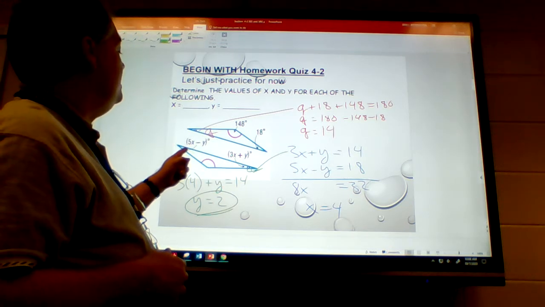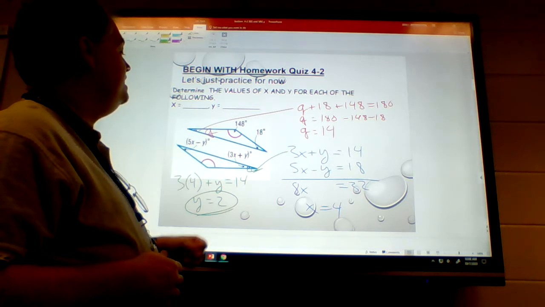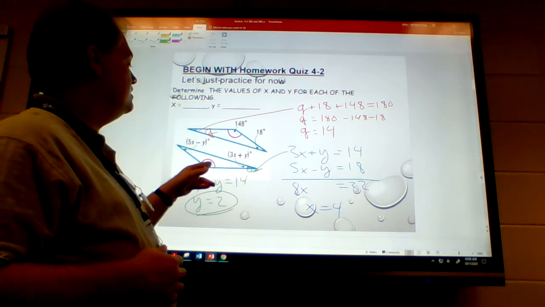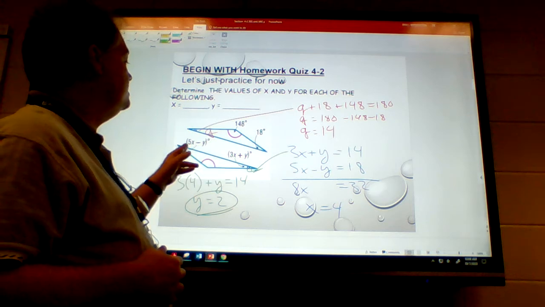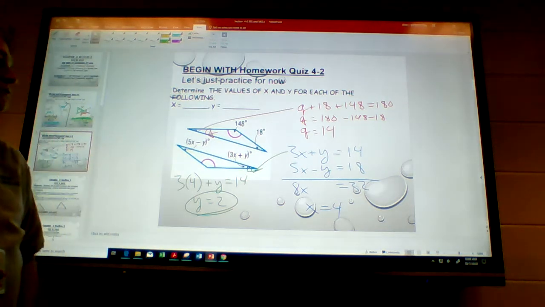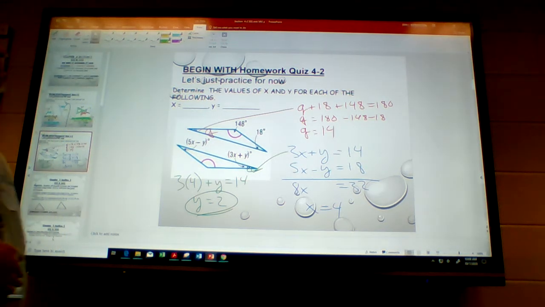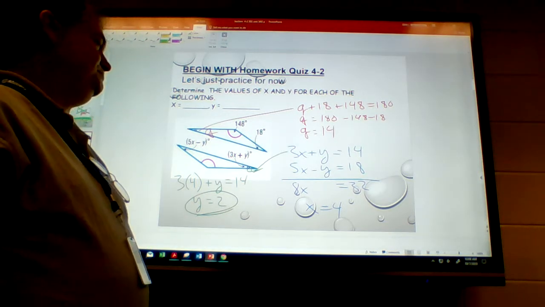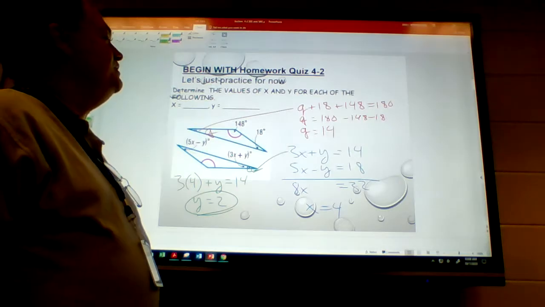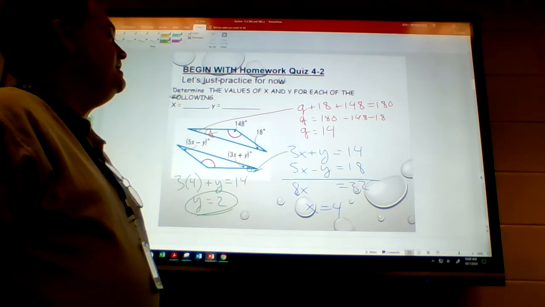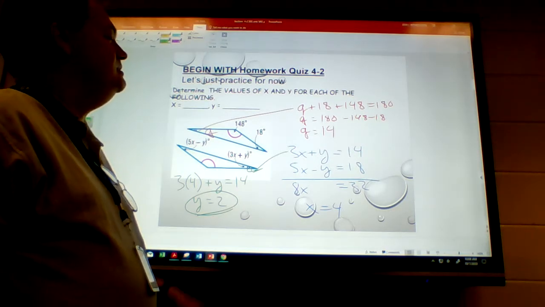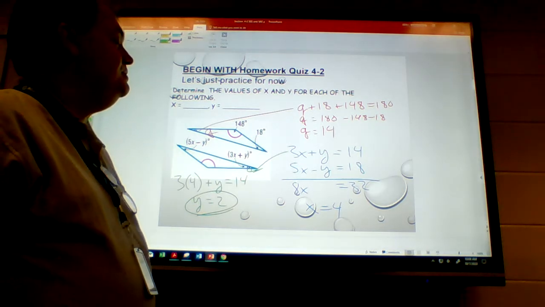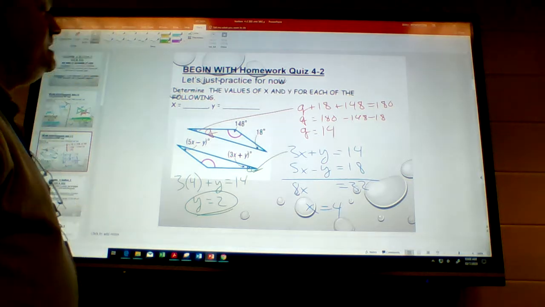I also know that 5x minus y is equal to 18, because I know these two angles are congruent, and those two angles are congruent, so that means that the third angles have to be congruent to one another. So I set it up as an algebra problem, a system of equations. I get 3x plus y equals 14 and 5x minus y equals 18. Adding the components together, I get 8x equals 32, which when I solve it, I get x equals 4.